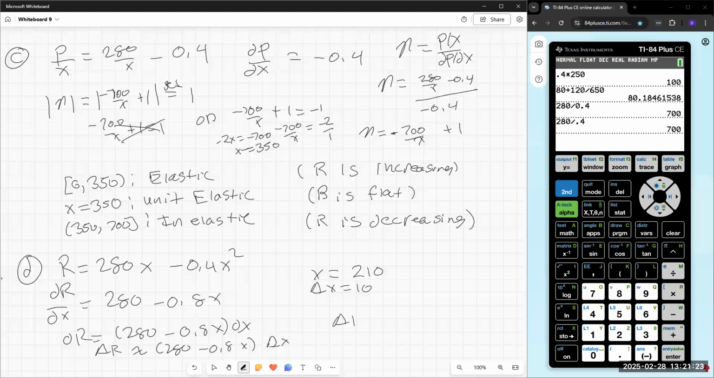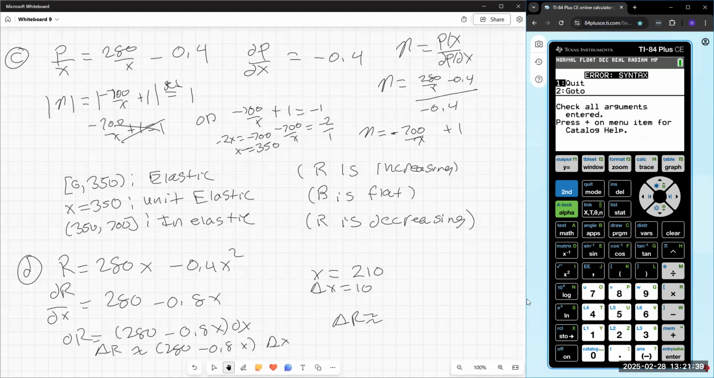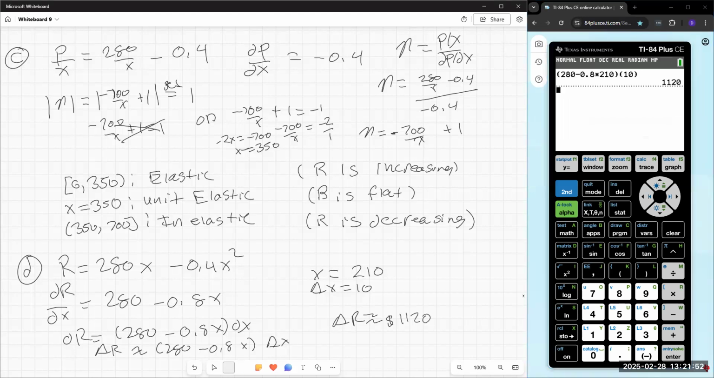So delta R is approximately 280 minus 0.8 times 210, times 10. I get 1120.